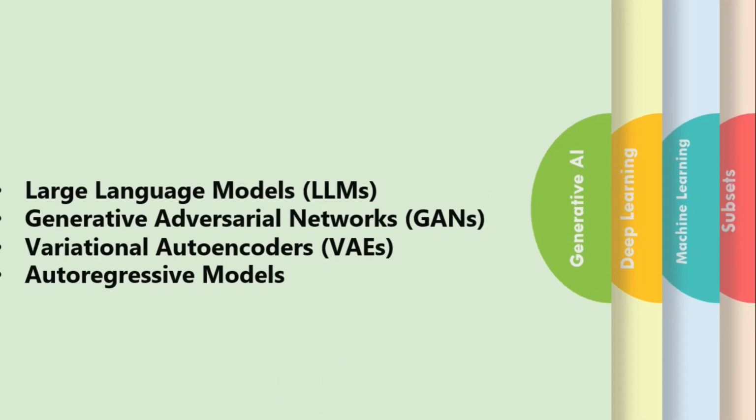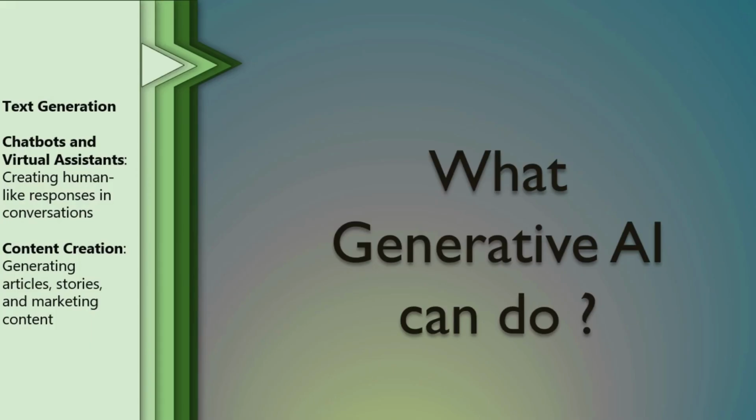Generative AI. Basically, generative AI focuses on creating new content like text, image, audio, and video, rather than analyzing and predicting data. Again, in generative AI, different techniques are available: large language models, LLMs, generative adversarial networks, GANs, variational autoencoders, VAEs, and autoregressive models. What can generative AI do?